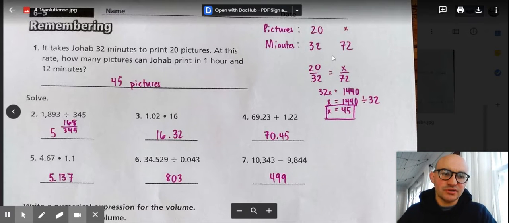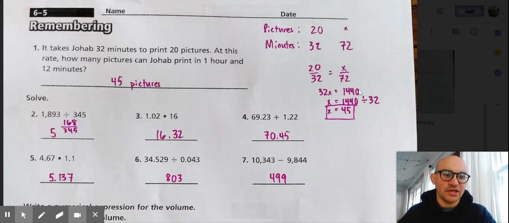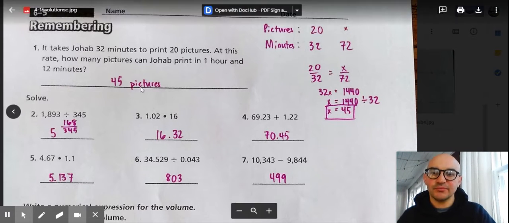Once you do that conversion, though, you can just set it up as cross multiplication. 20 times 72 equals 1,440. 32 times x equals 32x. I need x alone, so I'm going to divide by 32, and I get 45. So in 1 hour and 12 minutes, Johab can print 45 pictures.